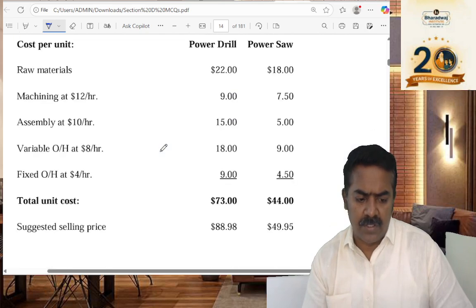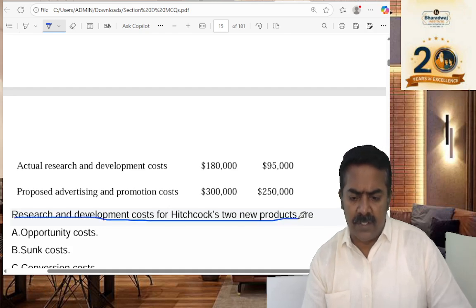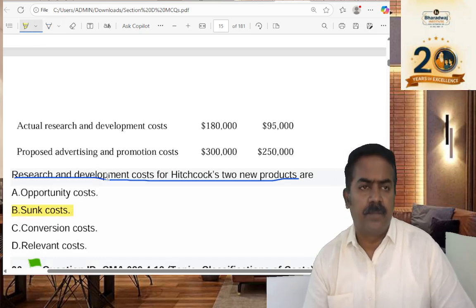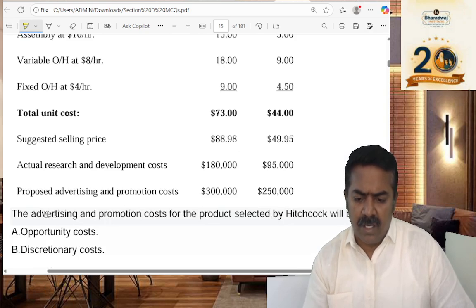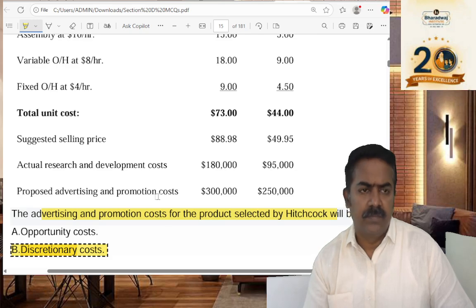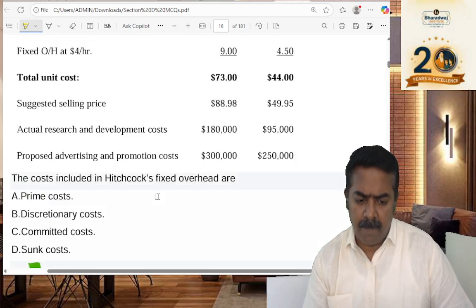The same question is given. R&D cost of the two new products is which cost? Sunk cost. It cannot be recovered. Same question. Advertisement and promotion cost of the things, discretionary cost. Discretionary cost.